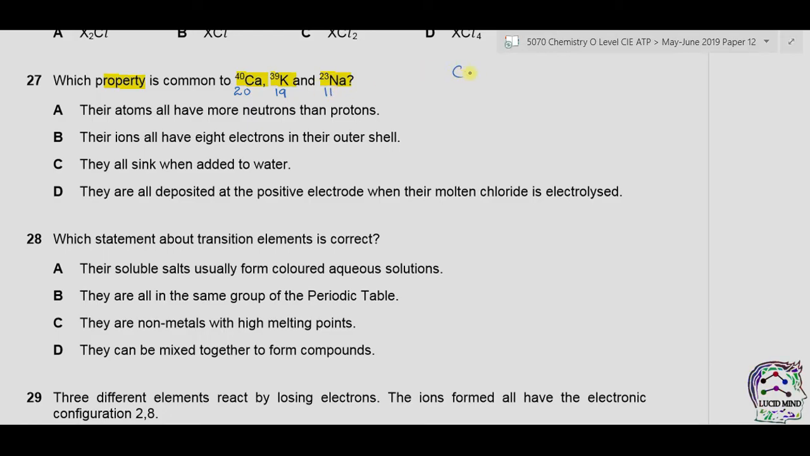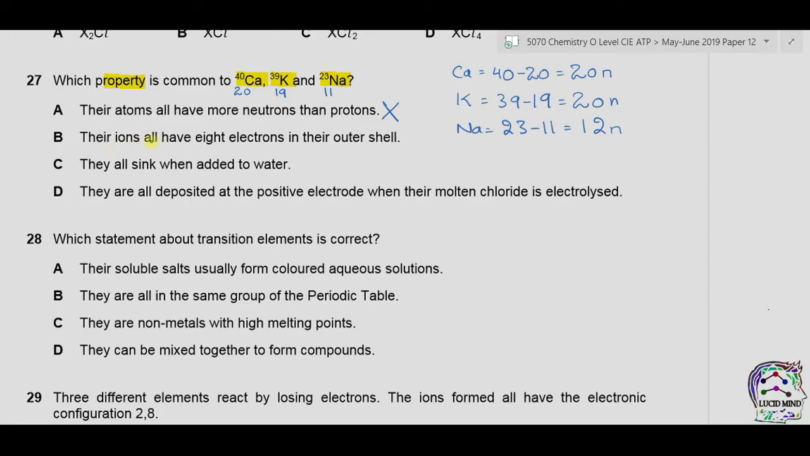So in calcium the number of neutrons will be equal to nucleon number, which is 40, minus atomic number, which is 20. So there are 20 neutrons in calcium. Similarly for potassium, the number of neutrons is equal to 39 minus 19, which is equal to 20. And for sodium, it is equal to 23 minus 11, which is equal to 12. As in calcium, the number of neutrons and protons is equal, so therefore statement A is incorrect.